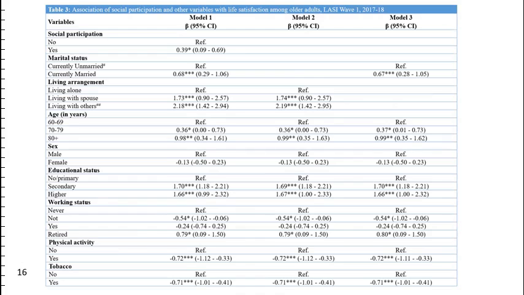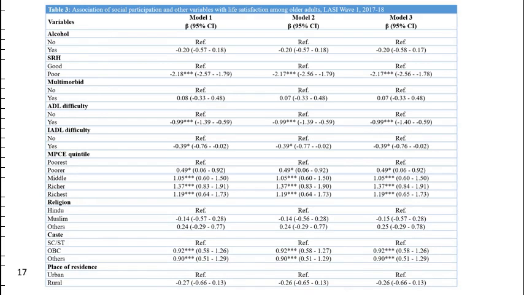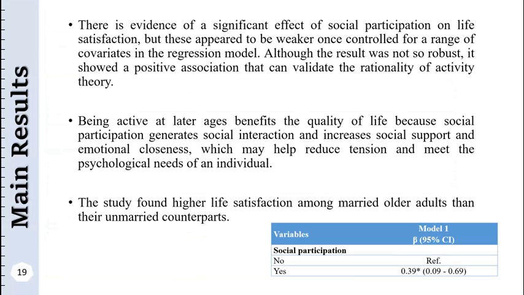The next table shows the moderating effect of living arrangement and social participation on life satisfaction, and the moderating effect of marital status and social participation on life satisfaction. These are the multivariable regression analysis tables. The main results are that there is evidence of an association of social participation with life satisfaction, but this appears to be weaker once controlled for a range of covariates in the regression model. We can see the results here.